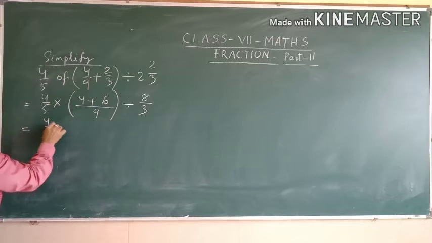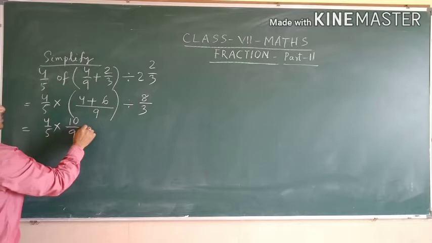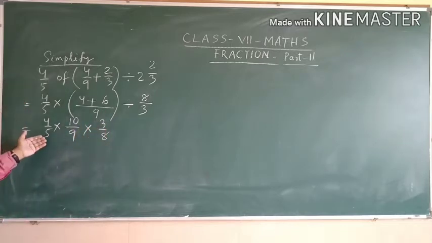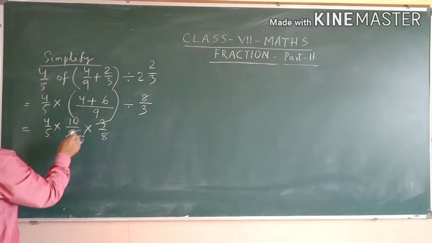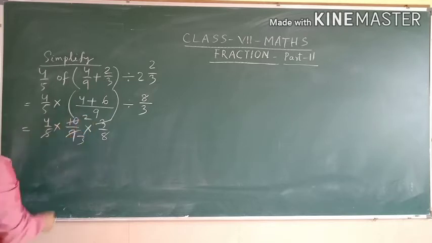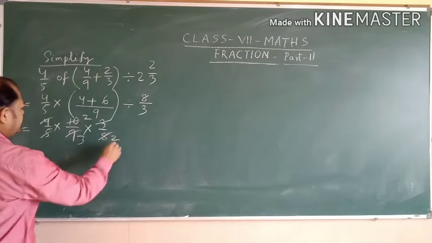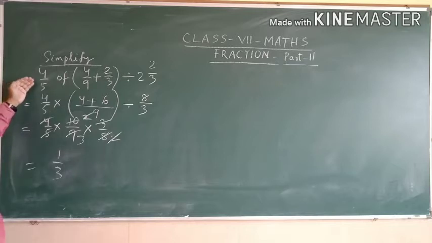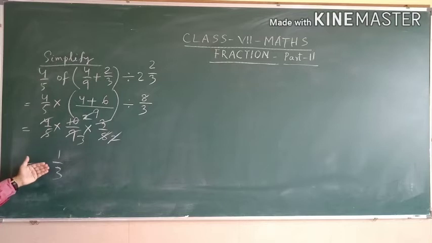Now make it a reciprocal. 4 upon 5 into 4 plus 6 will be 10, so 10 upon 9 into 3 upon 8. Solve it now. 3 times 3 are 9, and 5 times 2 are 10, and 4 times 2 are 8. Again 2 cut. The final answer will be 1 upon 3. So we simplified this equation, and the expression is simplified into 1 upon 3.